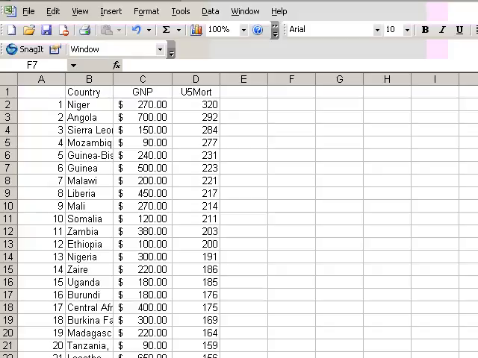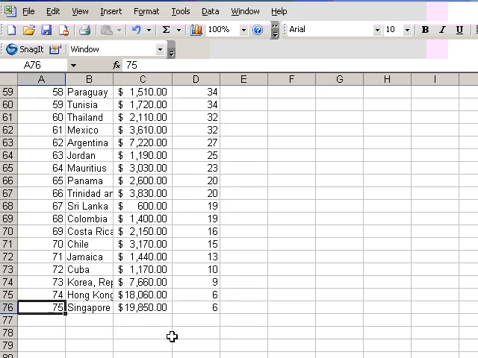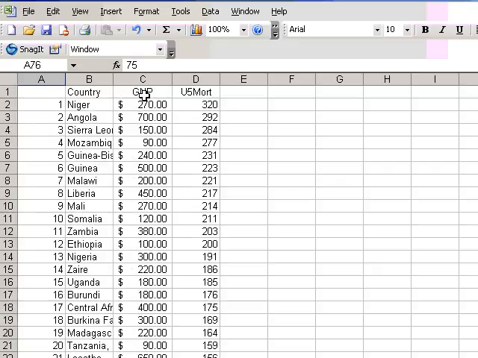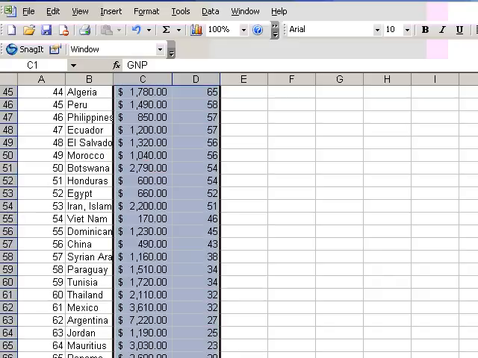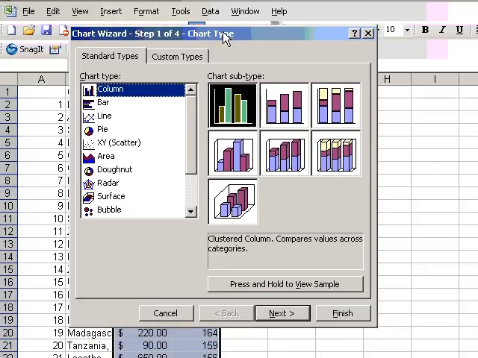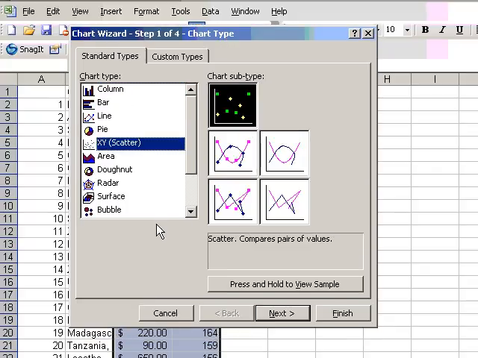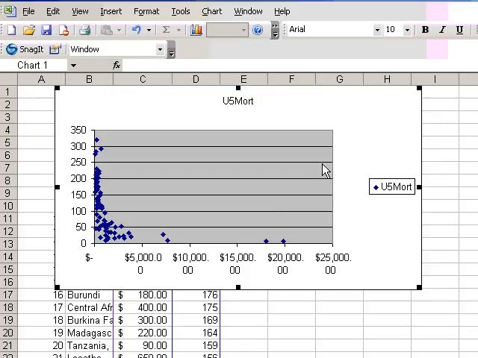In this video, we're going to look at GNP itself and its relationship to under 5 mortality for the 75 countries of the world we've been considering thus far. If I highlight GNP and under 5 mortality, and I go to the chart function and select the scatter chart and finish it, this is the graph that I get.